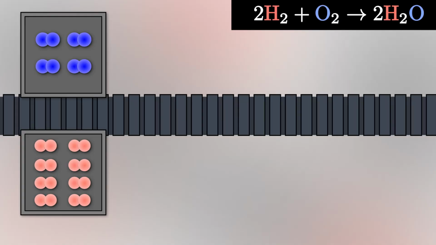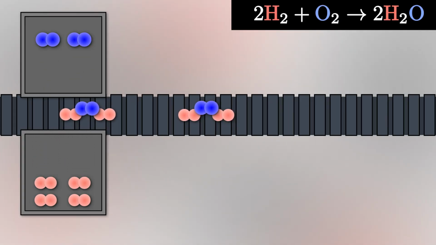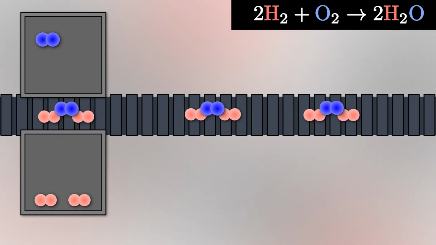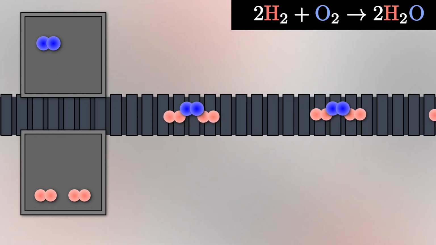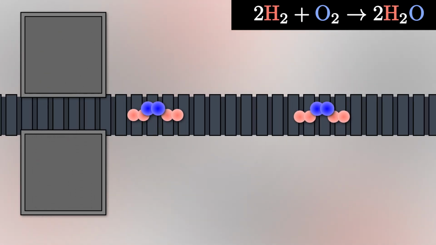A helpful way to picture this is an assembly line. Each time 2 hydrogen molecules react with 1 oxygen molecule, they produce 2 water molecules. So if the reaction happens 4 times, then we end up with 8 water molecules total.